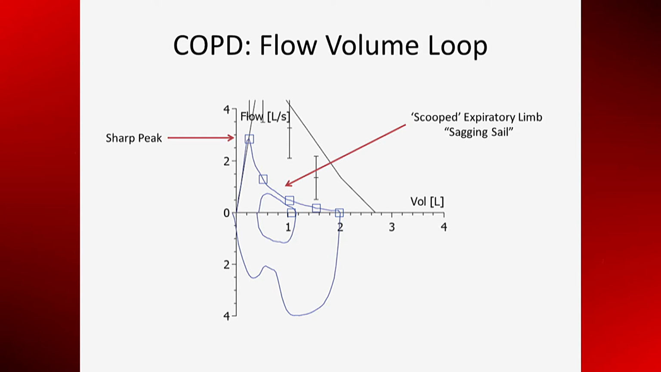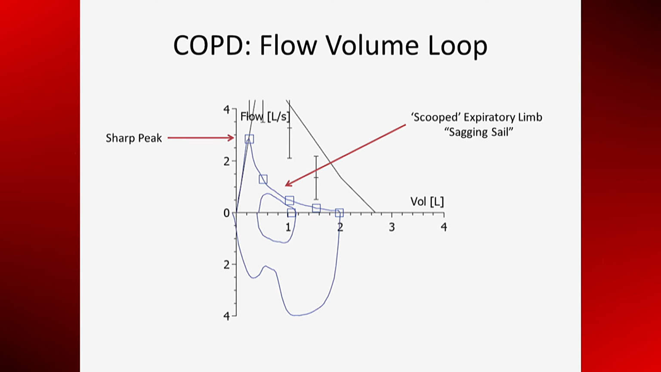The sail constituting the expiratory limb is not fully catching the wind. It is a sagging sail. One term for this appearance is scooping. Note that the slope is much steeper early in exhalation than it is at the end of exhalation. If the scooping is sufficiently leftward, the FEV1 to FVC ratio will be reduced. This is the definition of airflow obstruction.